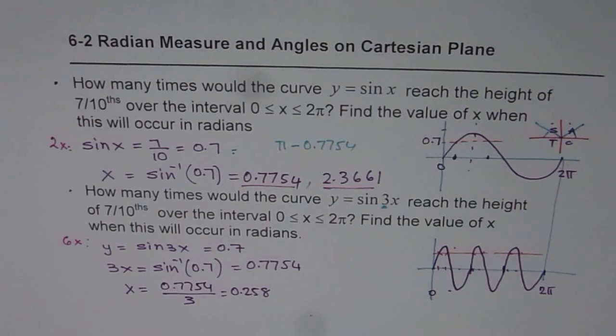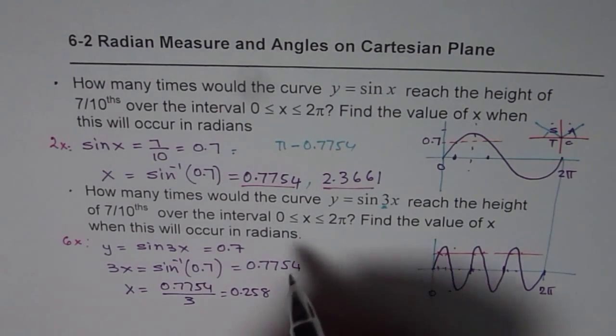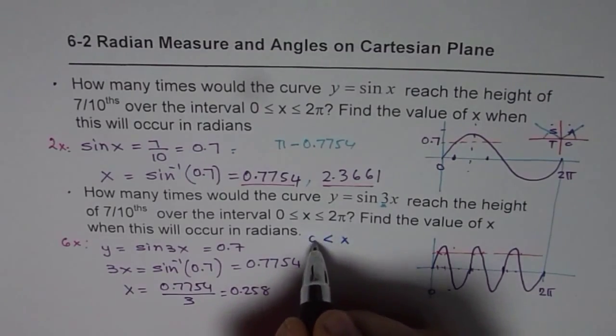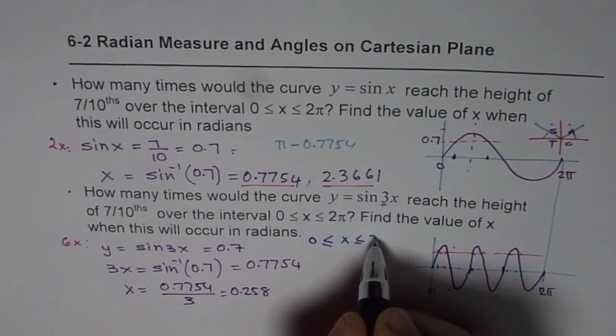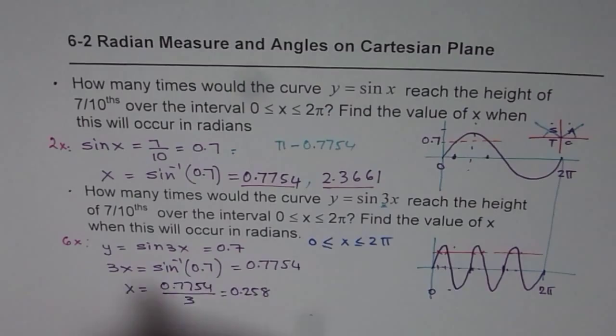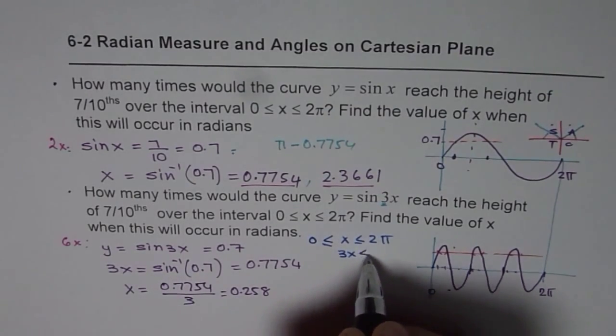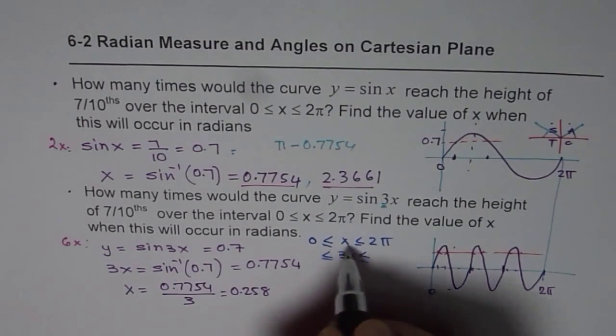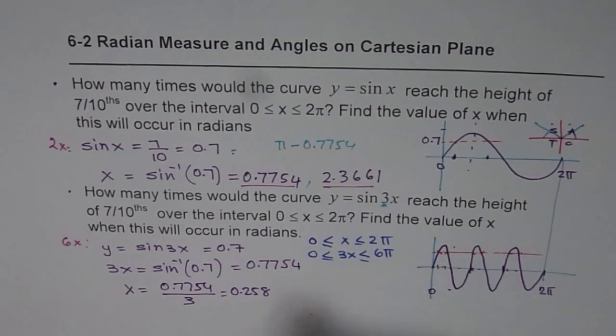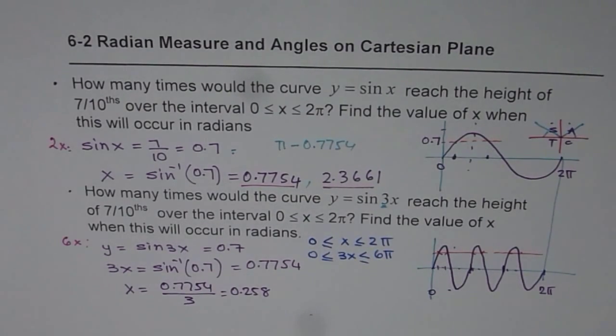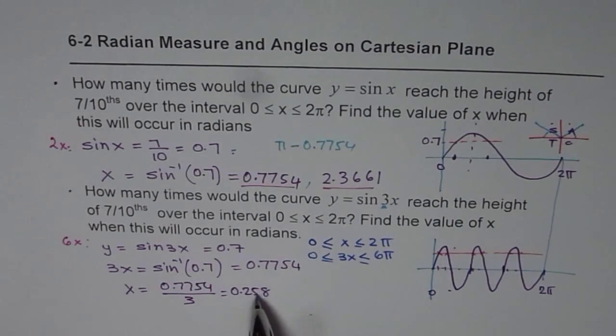The reason is that when you look into this equation, you have to think like this. That is to say that x is from 0 to 2 pi, right? But how about 3x? 3x should be between 3 times 0 and 6 pi. Are you getting my point? So we have to consider this value from 0 to 6 pi, not just 3 pi, right?